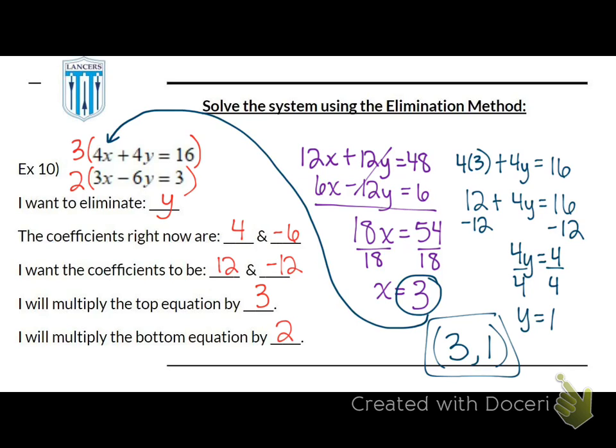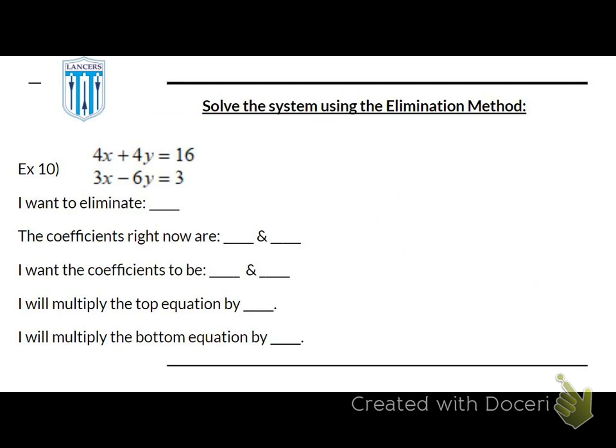Questions about number 10? All right, we'll move on to number 11.